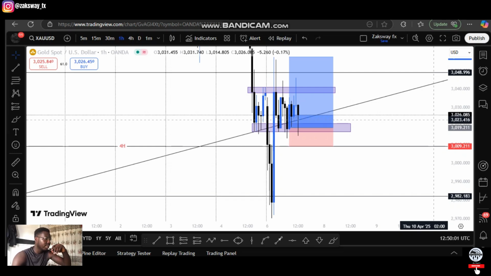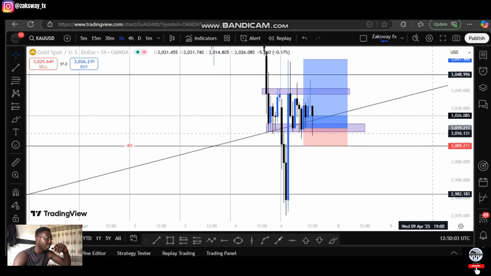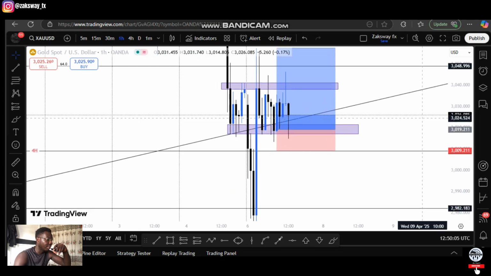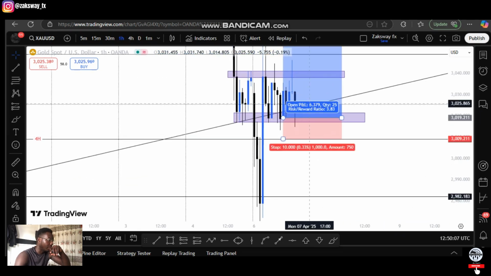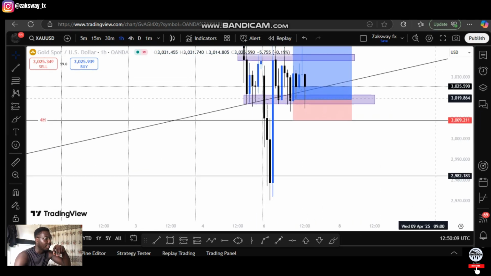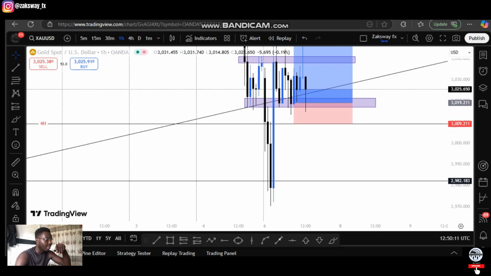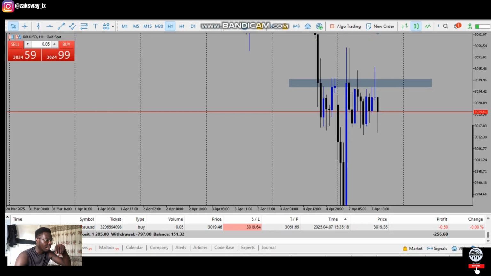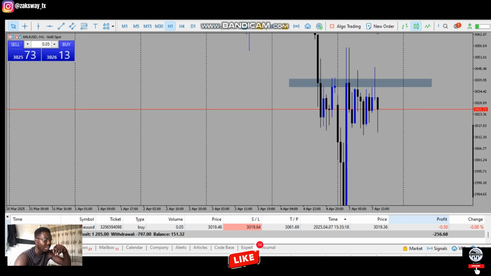Yeah, so guys, price actually went to take me out at break even, and it's pushing back up again. Yeah, so that's just it. You can see over here, I moved my SL to the entry point, and price came back to take it out over there.